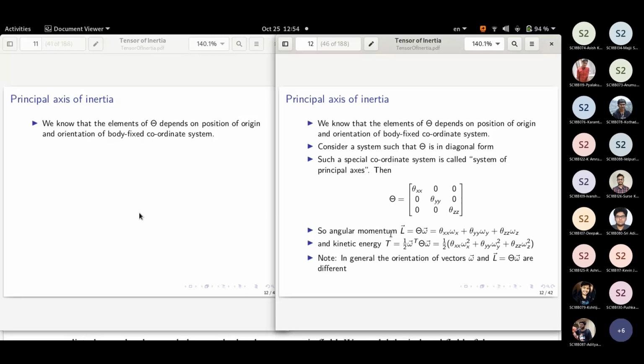Only in the special case when all the moments of inertia, theta xx, theta yy, and theta zz, are equal to each other, you will notice that the angular velocity and angular momentum vector will be the same. That is, if you have a sphere, it will have that property if the coordinate system is fixed at the center of the sphere. Which means that whenever you spin the sphere about any axis, the spin remains along the same axis. You can imagine a football.